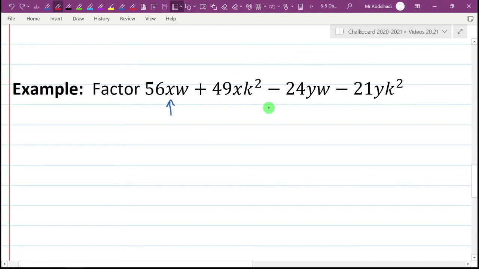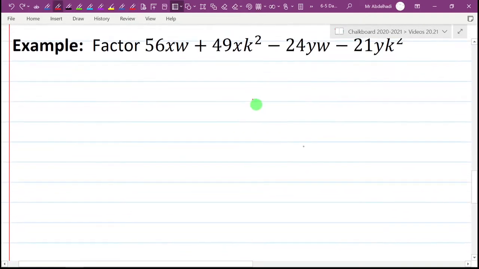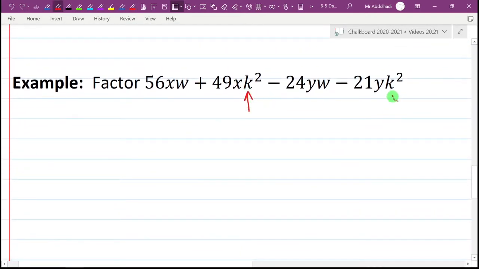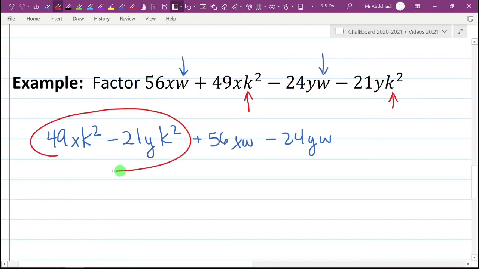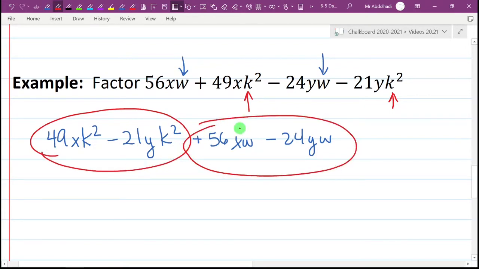Like for instance, let's say I use K instead. There's a K here and a K here. So I can group those two together, and write this down here, 49xk squared minus 21yk squared. And then this one here has a W, and this one here has a W. I can group those together. So plus 56xw minus 24yw. And I can group according to the K's and W's now. And this will work, and this will give me the same answer as if I use the X's and the Y's.